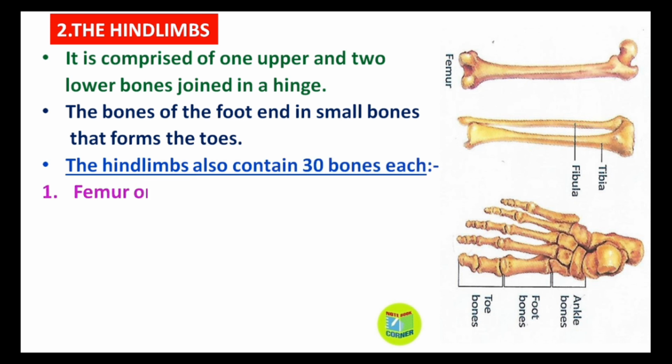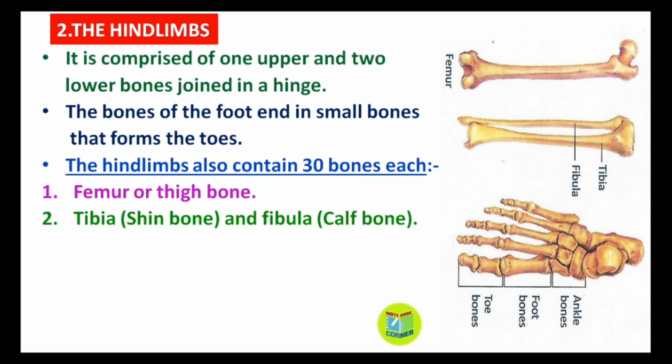The first one is the femur or the thigh bone. In the first figure you can see it is the femur. Tibia, also known as shin bone, and fibula, also known as calf bone. In the second figure you can see tibia and fibula both.